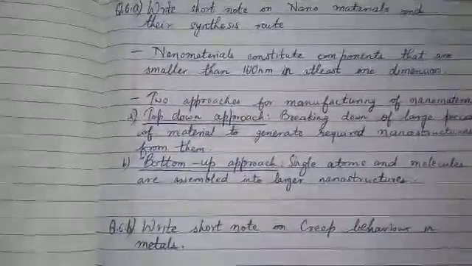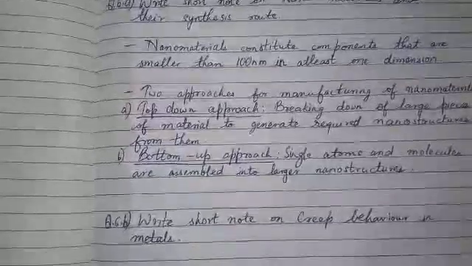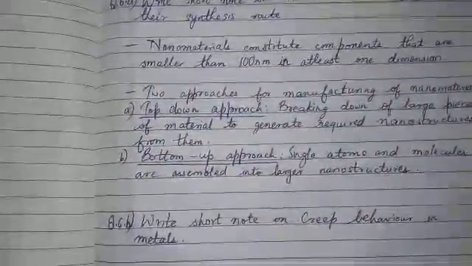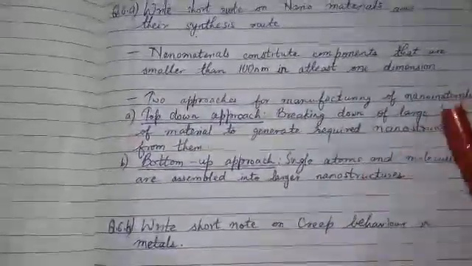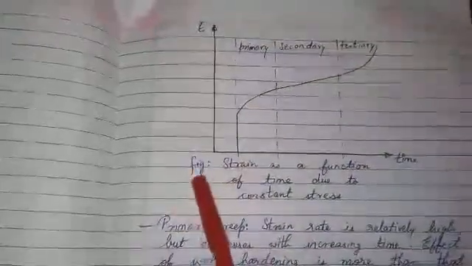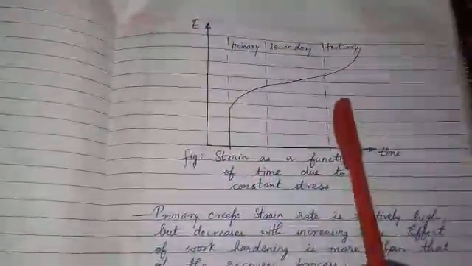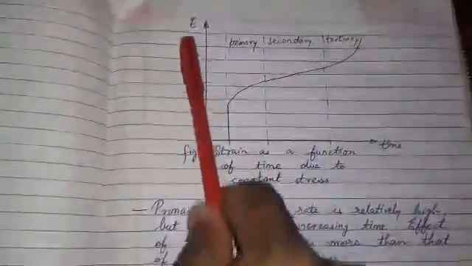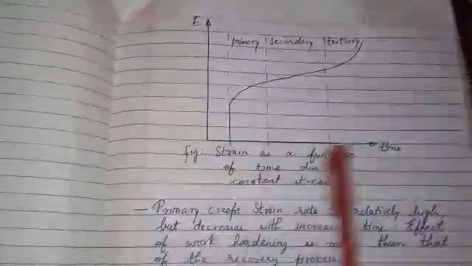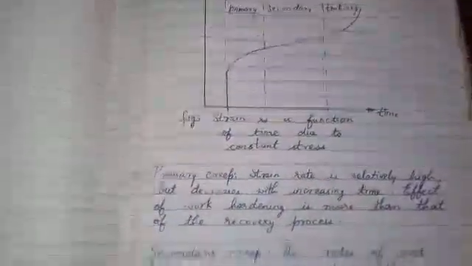Then question number 6b, that is, write a short note on creep behavior of metals. As you can see over here, this is primary creep, secondary creep and tertiary creep. This is the strain as a function of time due to constant stress.